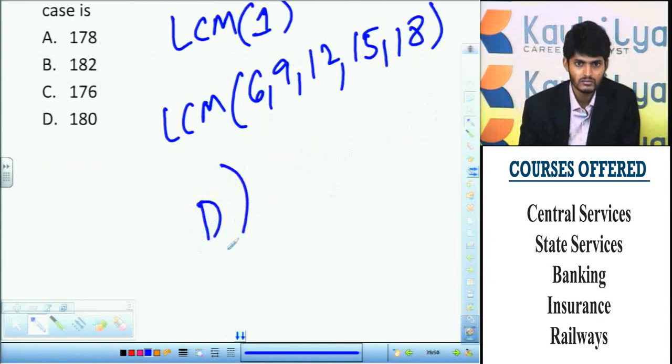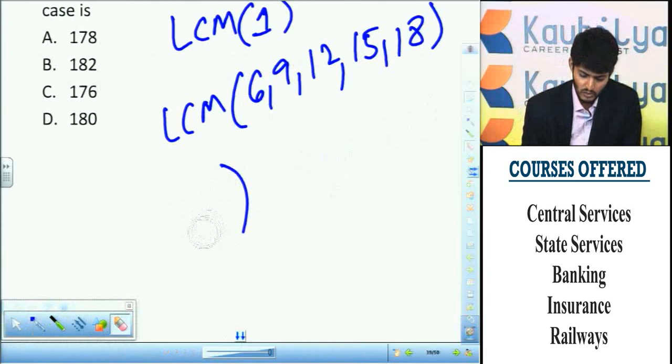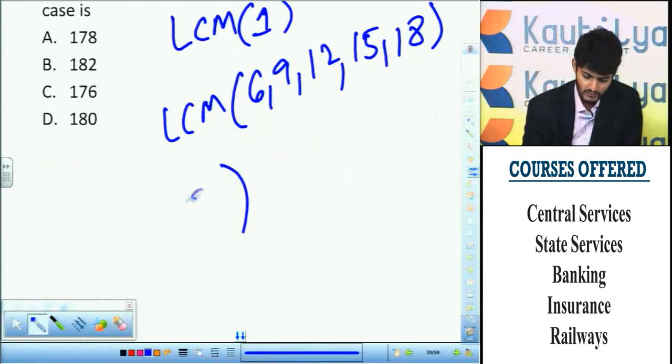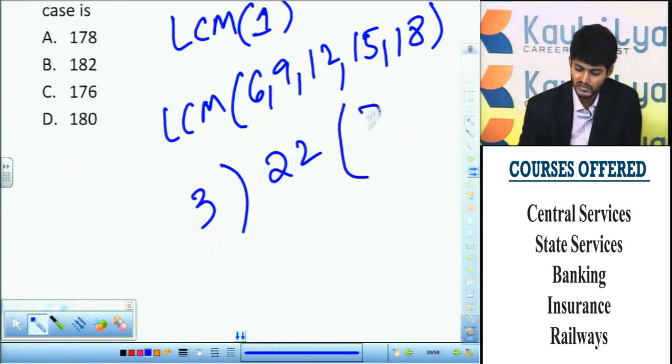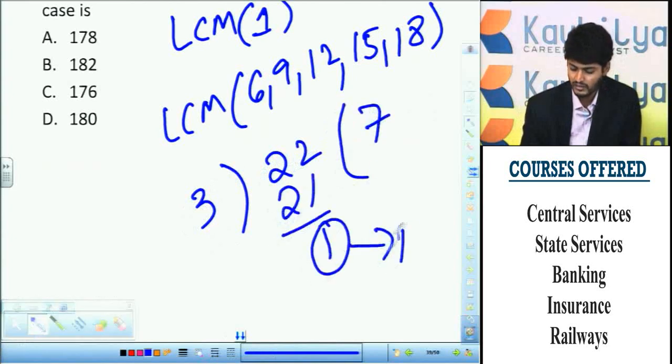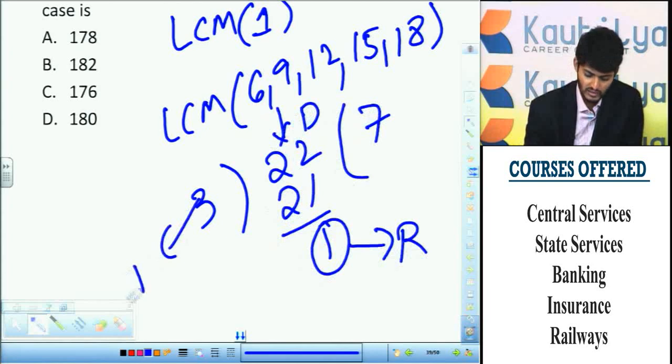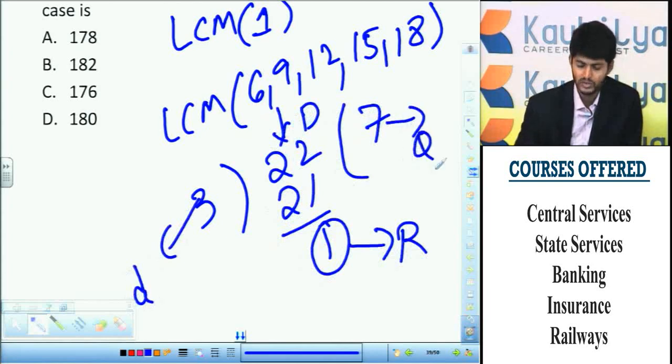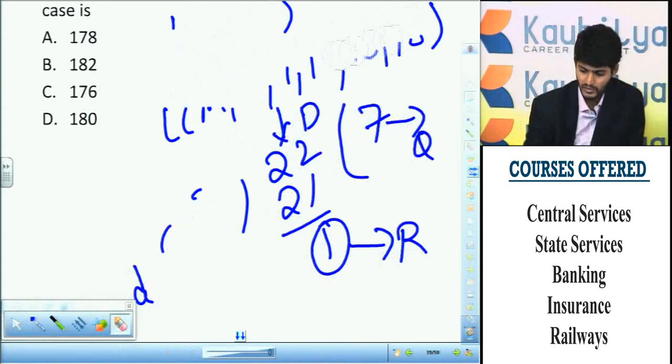Dividend is equal to... now let us say I do a small example for you. Suppose I am dividing 22 by 3. So you will get 7, 21, and you will get 1. This is called the remainder. This is called your dividend. This is called your divisor, and this is called your quotient. So here finally you are getting the answer. I am just rubbing this off.